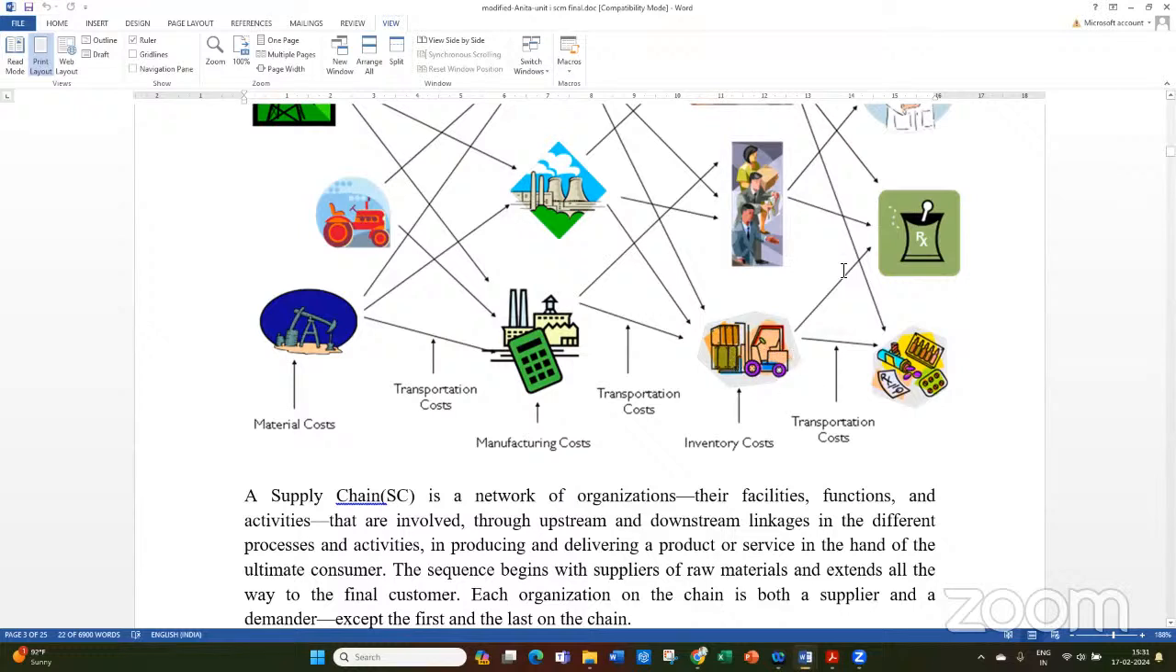Again, from the warehouse, you will be getting different orders from different customers, and you will transport to different customers. So again, transportation cost. This is the raw material transportation cost, and this is distribution. Again, you have manufacturing cost, material cost, inventory cost. All these costs make up the total supply chain cost.